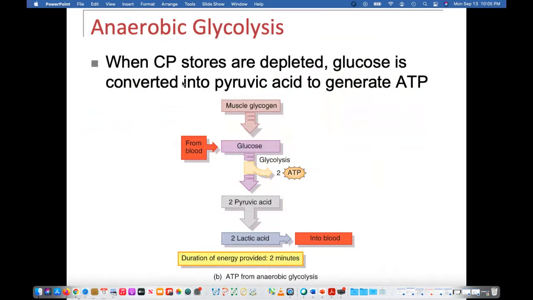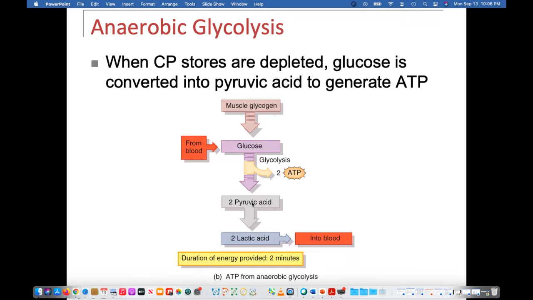So when creatine phosphate stores are depleted, let's say the person was doing a power lift or exercising, for the first few seconds, not long at all, CP, creatine phosphate, is gone. And when it's gone, we still need energy. Glucose is now converted into pyruvic acid to generate ATP. Again, that is assuming oxygen is available.